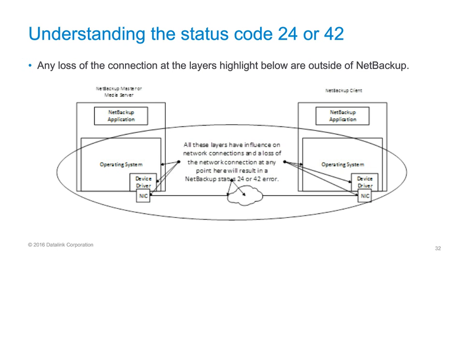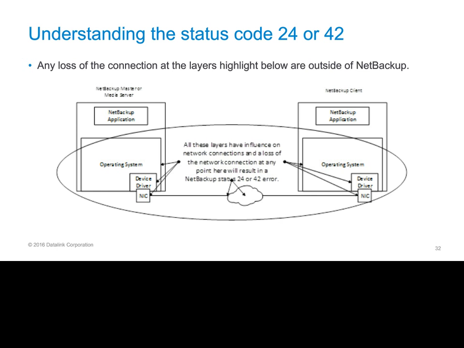It could be the operating system, the device driver, the NIC cable, something in the network, and then again on the client side, it could be the operating system, device driver, or NIC. A loss of connection anywhere in those layers will result in a 24 error in NetBackup. And then the key is identifying where in that process that error happened. But again, it's outside the realm of the NetBackup application.